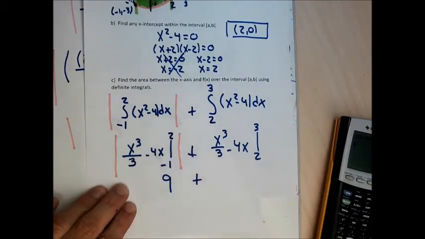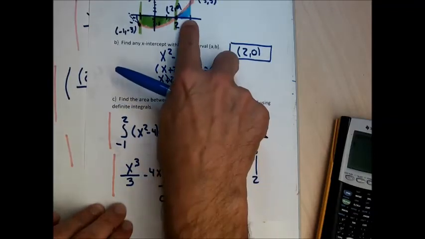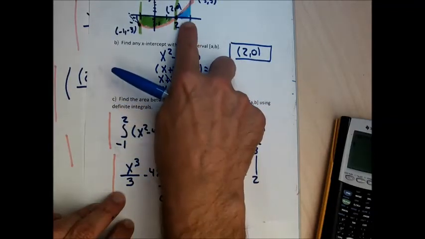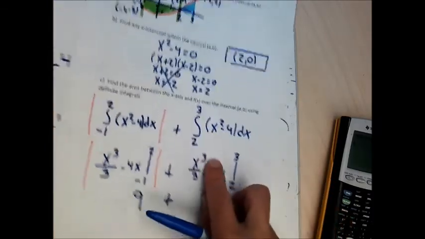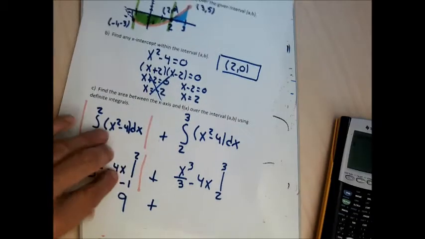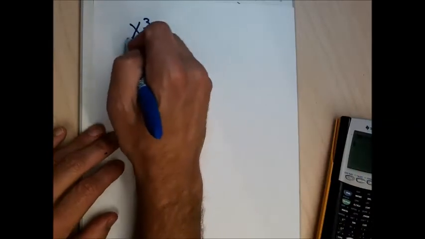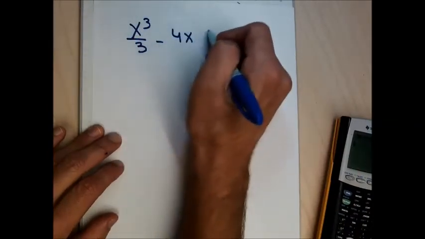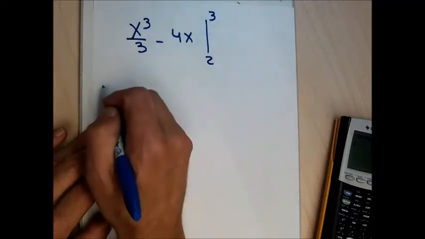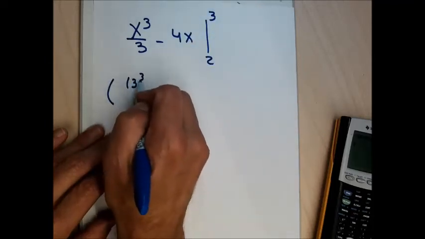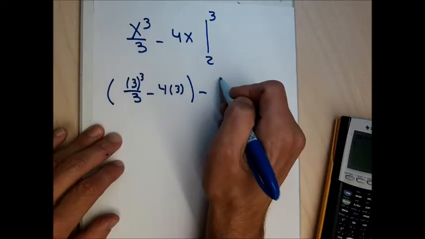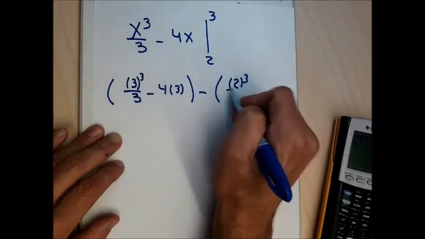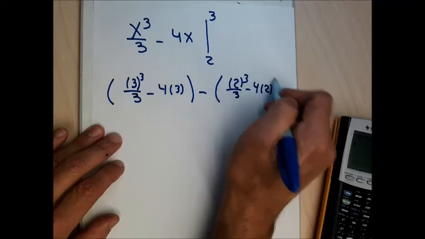I'm going to put that right there in my work, and now I'm going to go on to do this blue area. I won't have to worry about the absolute value signs because that portion of the graph is above the x-axis. It's going to have a positive area anyways. I'm going to do this completely on another sheet of paper because I don't have enough room. And what I'm trying to do is x cubed over 3 minus 4x, evaluated from 2 to 3. To do this, I'm going to do 3 cubed over 3 minus 4 times 3 in a parentheses, and then 2 cubed over 3 minus 4 times 2 in a parentheses.